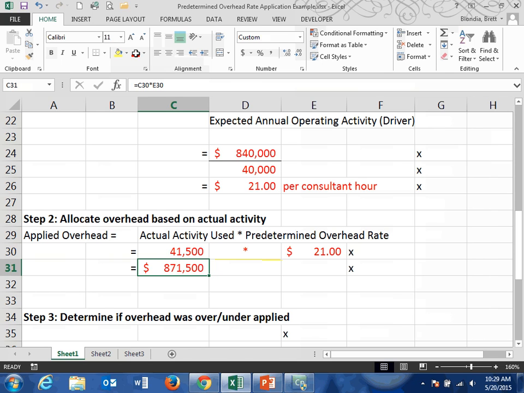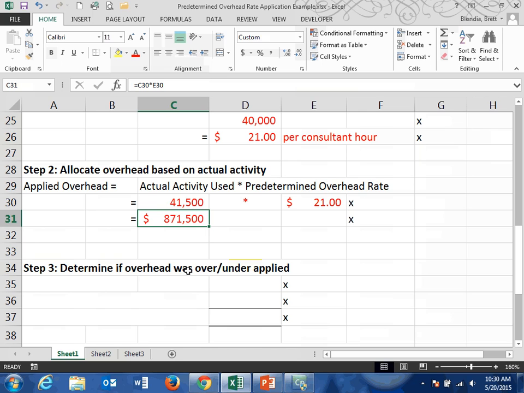The question we're trying to answer, and it's always important when answering questions to scroll back up and ask, what did they ask me? Have I answered it yet? They asked us to use the information below and determine whether we were over or under applied. We haven't answered that yet. We said what the predetermined overhead rate is and what we applied, but not whether this was more or less than what we actually incurred. So the third and final step is to determine if you are over or under applied.